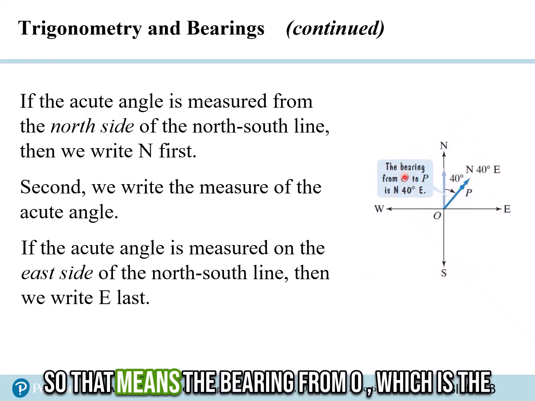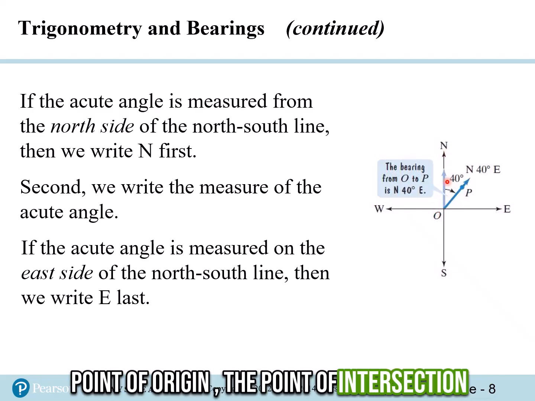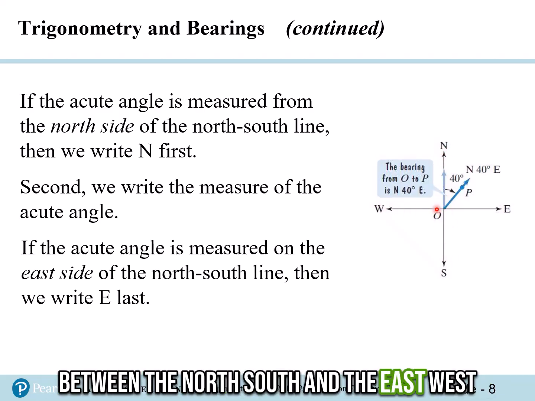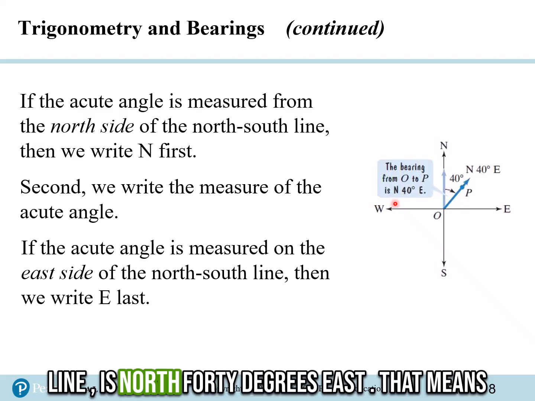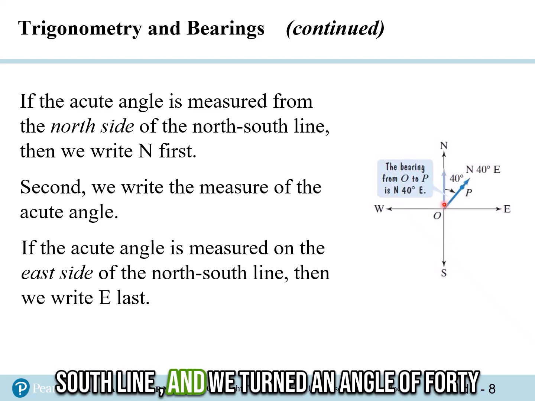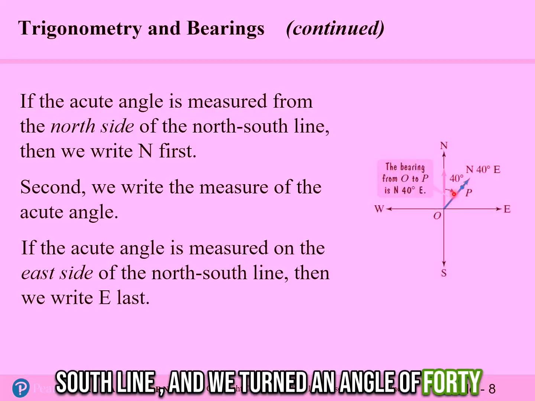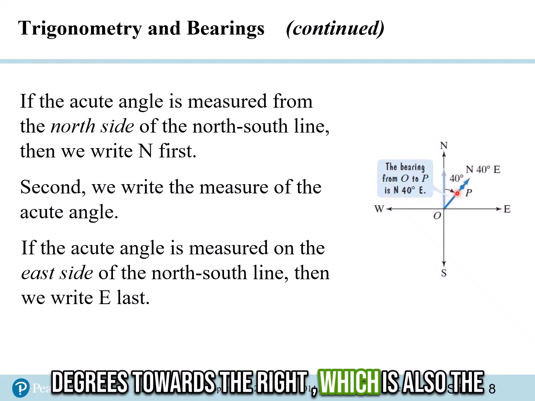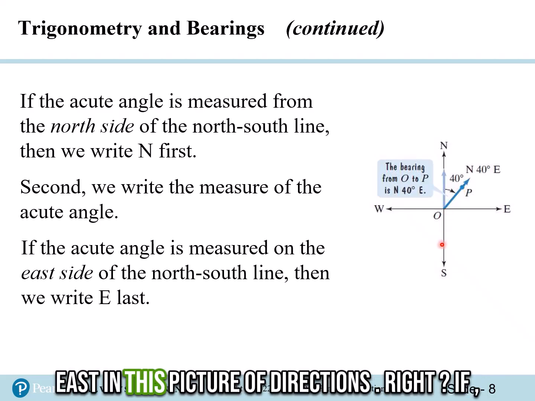So that means the bearing from O, which is the point of origin, the point of intersection between the north-south and the east-west line, is north 40 degrees east. That means we started from the north side of the north-south line and we turned an angle of 40 degrees towards the right, which is also the east in this picture of directions, right?